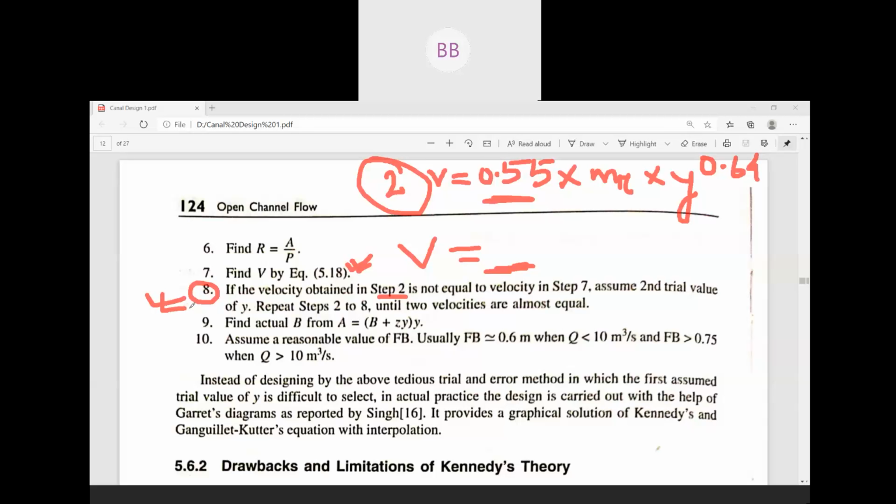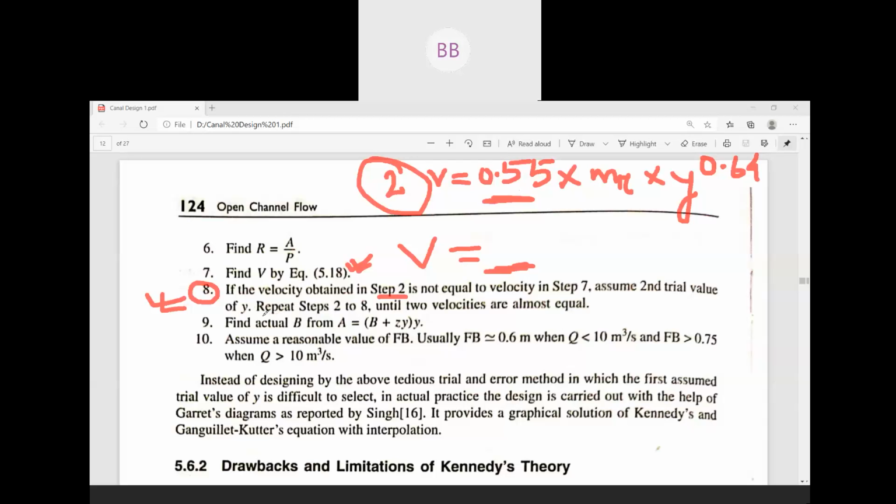First we assumed a depth of flow, then we calculated velocity, then we calculated area, then we assumed a z value. Then we calculated the width of the channel, at the same step we calculated the wetted perimeter, then we calculated R, then again we calculate velocity. If the velocity calculated at step number 2 is the same at step number 7, then we stop. If it is not the same, then we go for a second trial, assume another depth of flow, and proceed through all the steps till step number 8, until we get a similar velocity in both the steps.